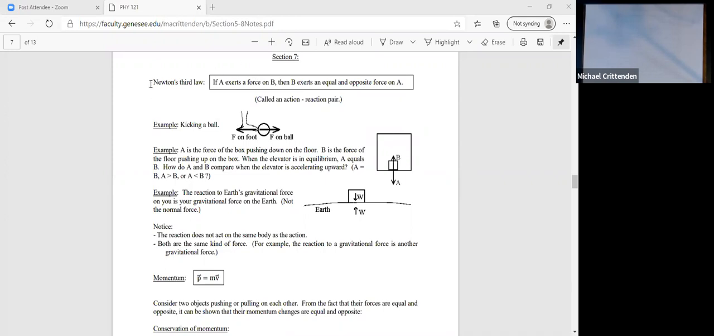Section 7 starts out with Newton's third law. Like it says here, if A exerts force on B, then B exerts an equal and opposite force on A. Forces always come in pairs, is the idea, because the things that are exerting the forces always come in pairs.